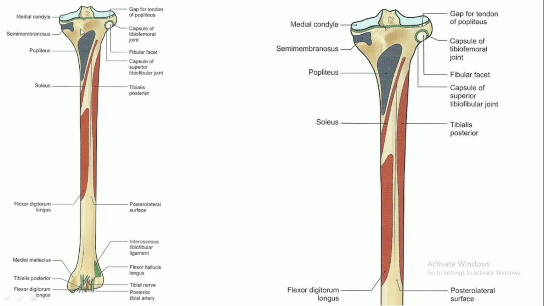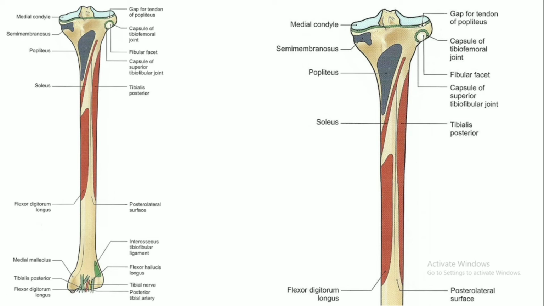So as we have discussed, in the posterior aspect, this is the soleal line. The area above the soleal line, the area below the soleal line. The area below the soleal line has the vertical ridge, which divides it into the medial part and the lateral part. The soleal line gives origin to the soleus muscle.